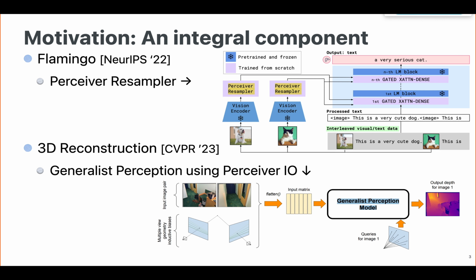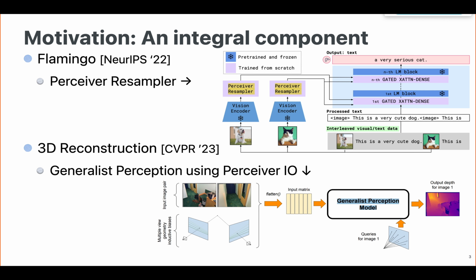So, how I got to know Perceiver in the first place. I think Flamingo we've discussed in our study group a million times. What really caught my eye was the Perceiver Resampler in the middle here. It really sits between the visual component and the language model, so it's serving as a bridge between the two modalities.